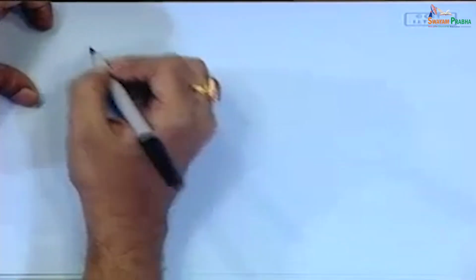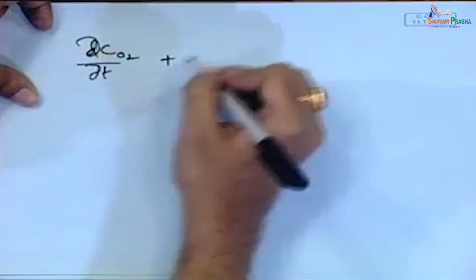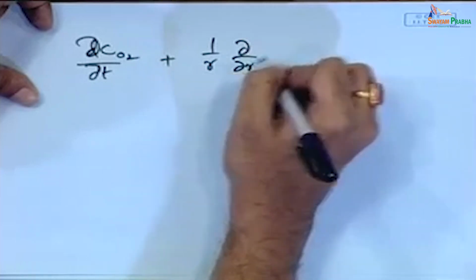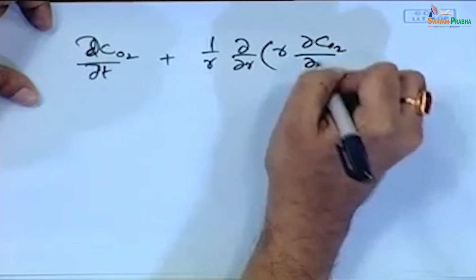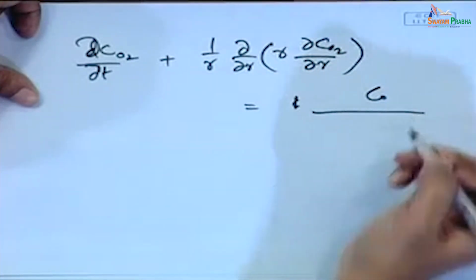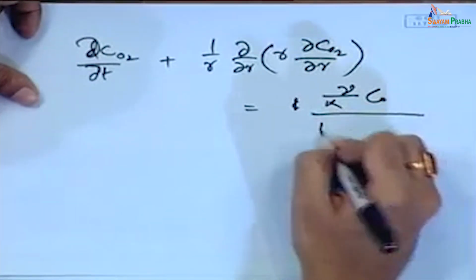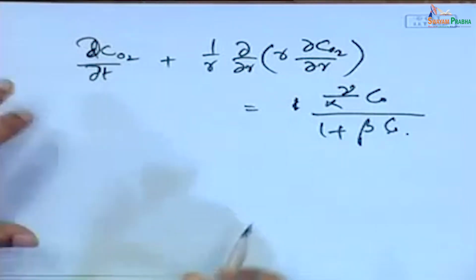If quasi steady state is valid, then we can go ahead and write this. If quasi steady state is not valid, then you have to write del CO del t plus 1 over r del by del r of r del CO del r equals some CO times mu over K, 1 plus beta CO. So we'll stop here today. We've run out of time, and we'll continue from here in the next class.